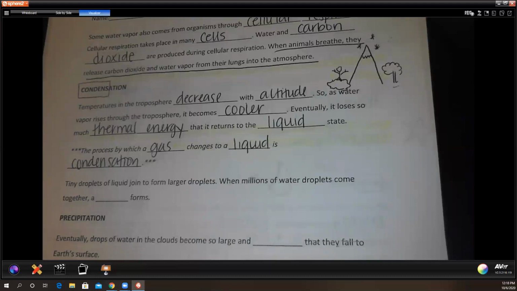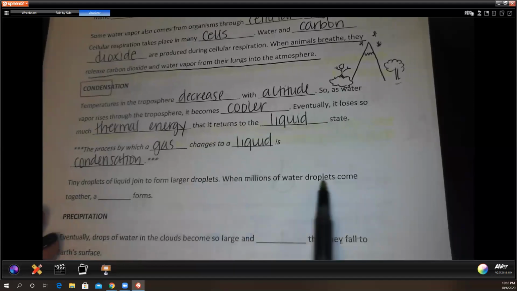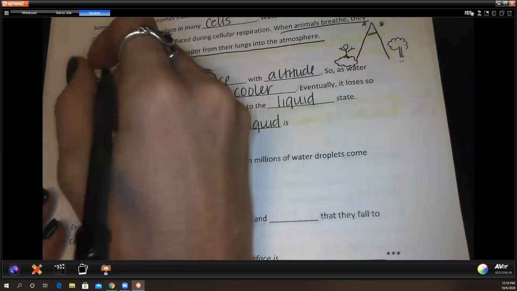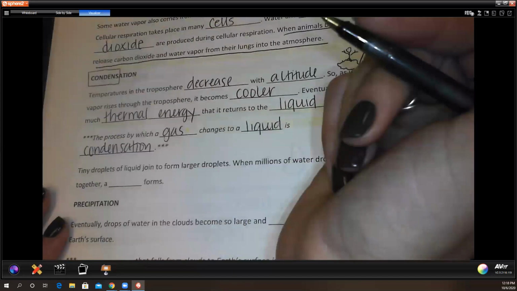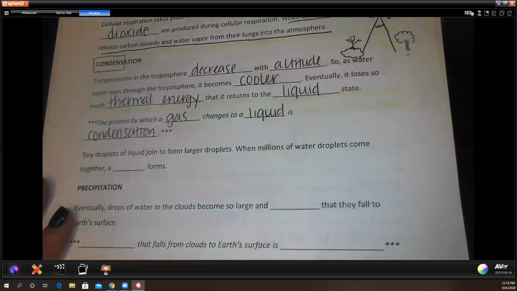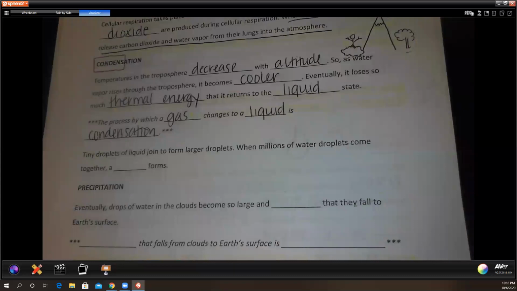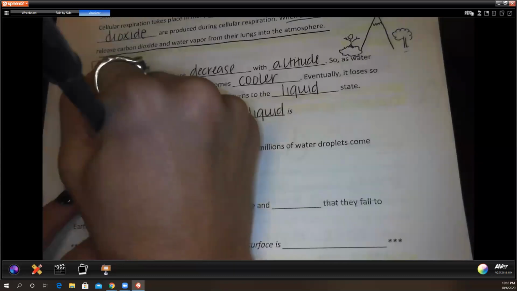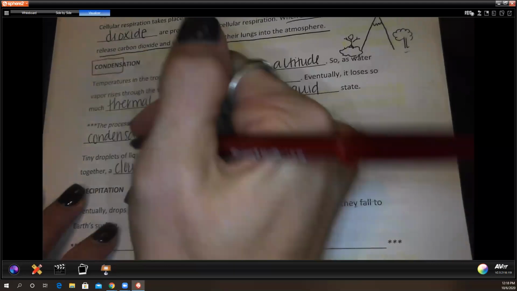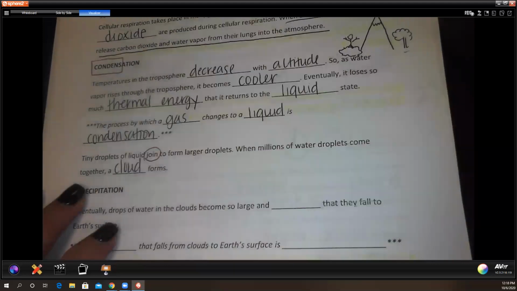All right. Tiny droplets of liquid join to form larger droplets. When millions of water droplets come together, what forms? Condensation. What does condensation form? Look at the book, guys. A cloud. Oh. I have another trick to show you.